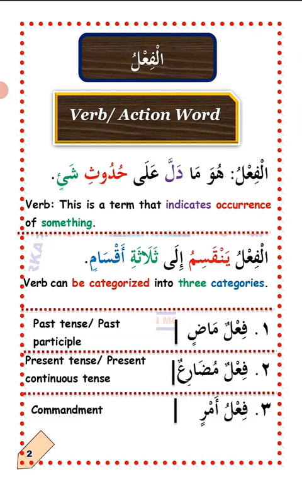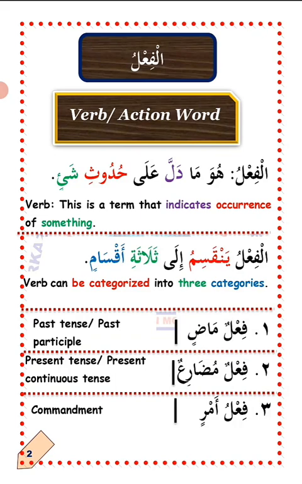So al-fi'lu yanqasimu ila thalathat aqsam. A verb in Arabic can be categorized into three. Wahid, number one, a fi'lun madin, a past tense. Either you translate it as past tense or past participle, based on the way it appears to you in a statement. Ithnan, number two, a fi'lun mudari, present tense.